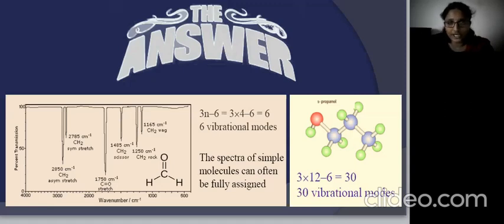In your free time, you Google the number of vibrational modes for propanol, or you simply Google the IR spectrum of 1-propanol. It will show the spectrum like formaldehyde, which is shown in this slide. So you check the answers.